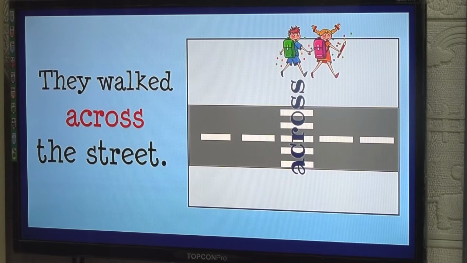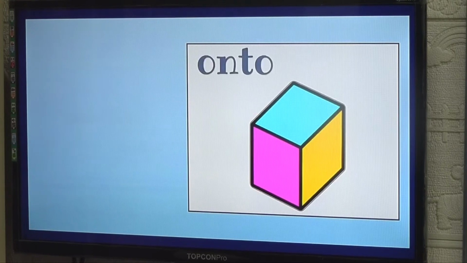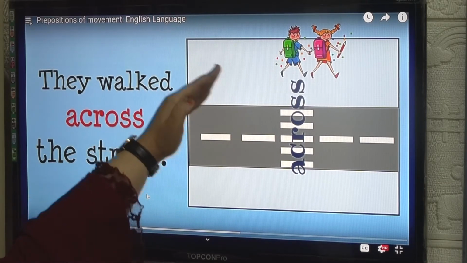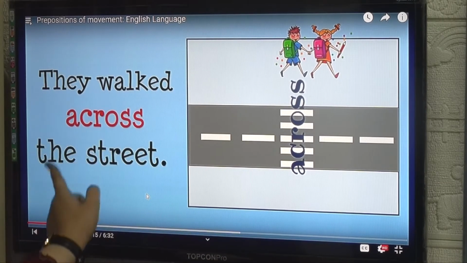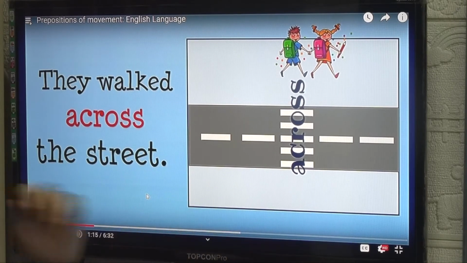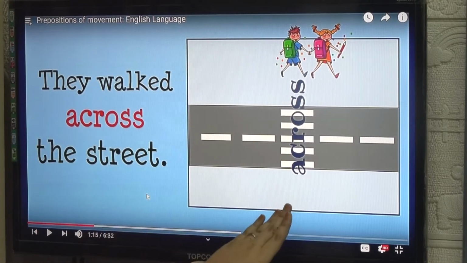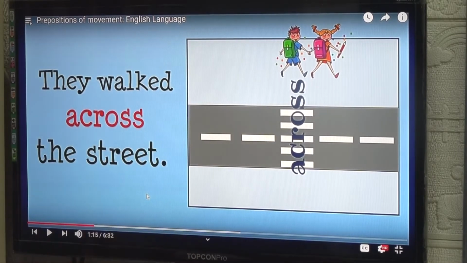They walked across the street. So the next preposition is across, right? Across. So basically, across means from one side to another side. They walked across the street. It means they go from here to here. Across. Okay, from one side to another side. It's called across.